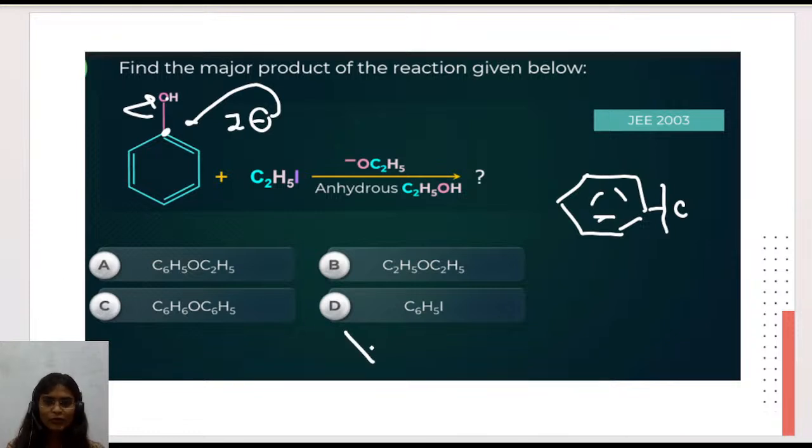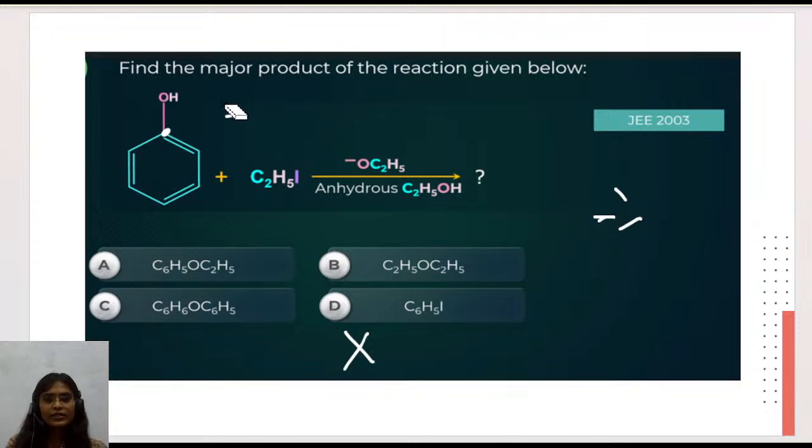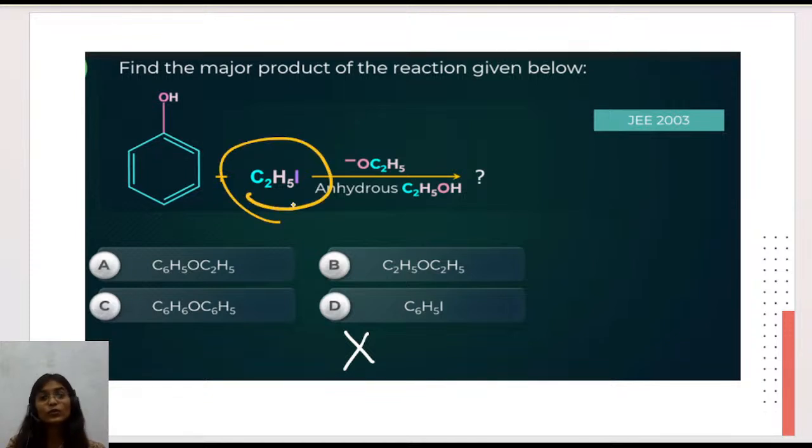Okay, so let me just remove this. Option D is not going to be the correct answer. Now the choice number two. In this case, do you know who's the main hero of the story here? Look at this, this is the main hero, because this one has a leaving group. You can say this is a C2H5 and it's saying, I'm having a leaving group, just attack on me.